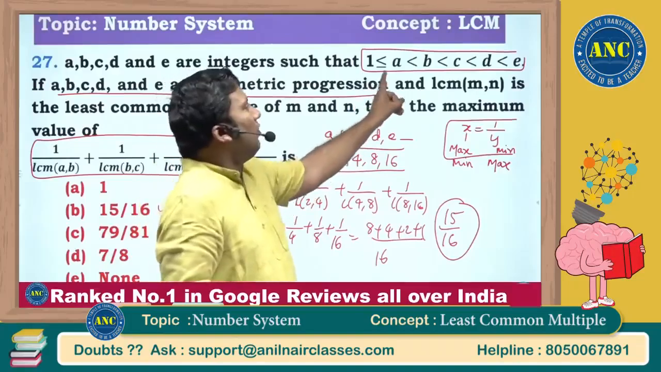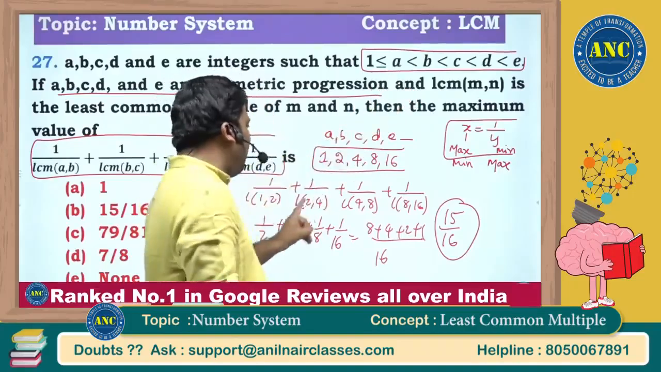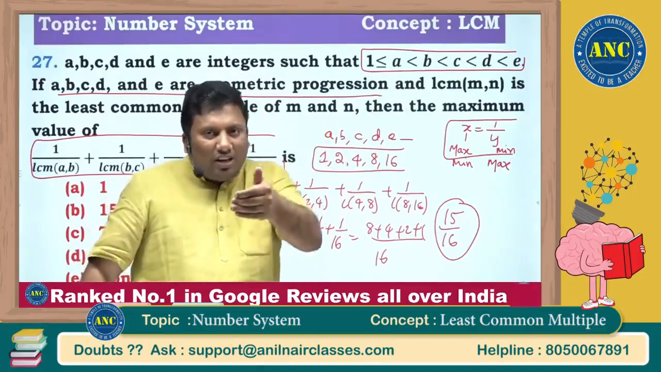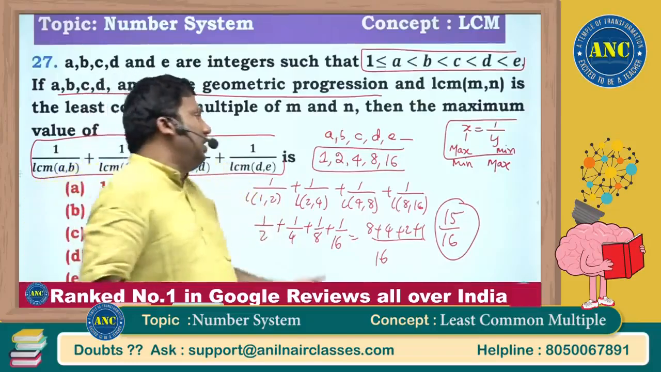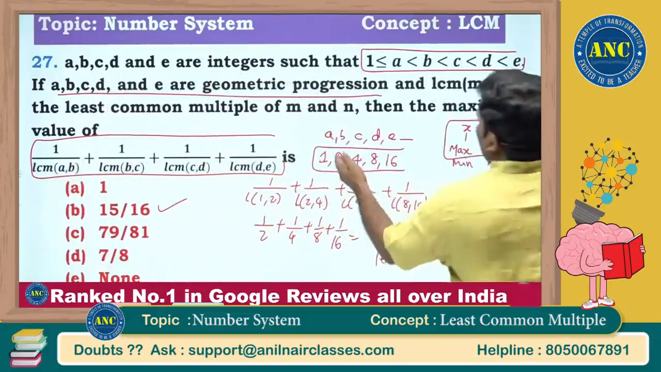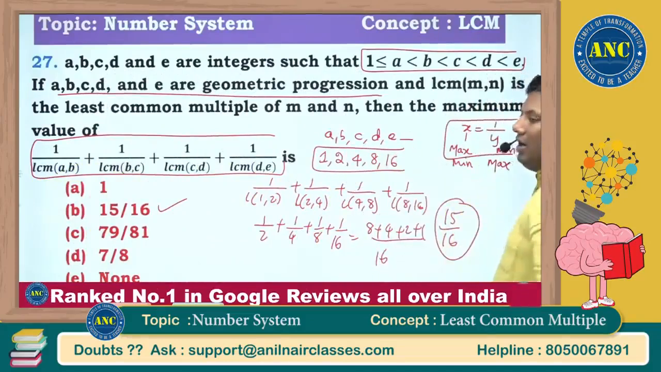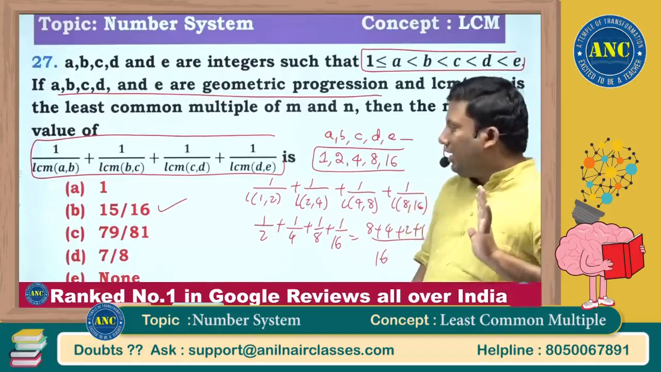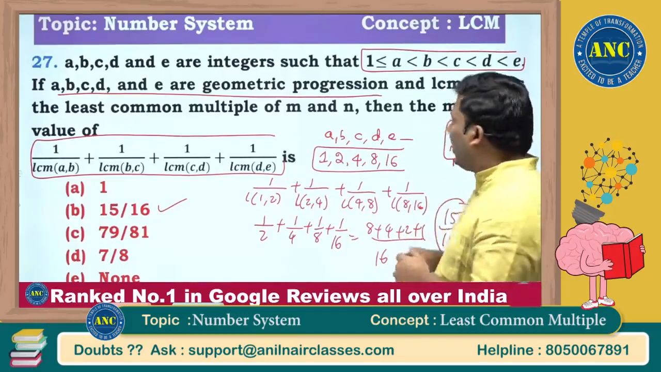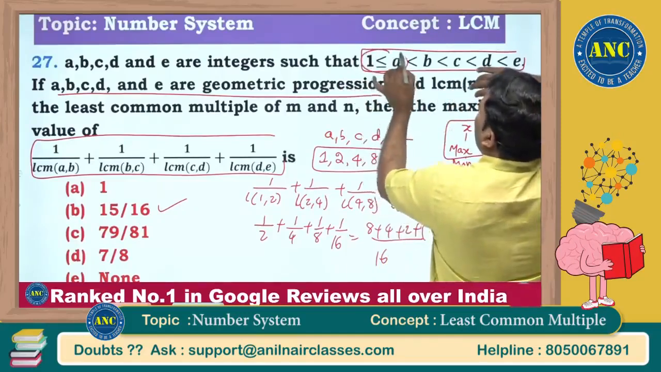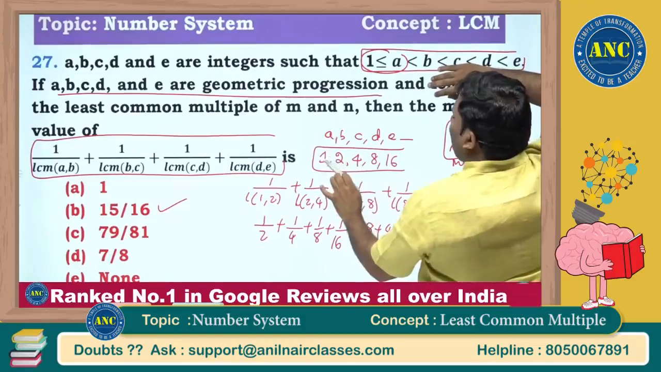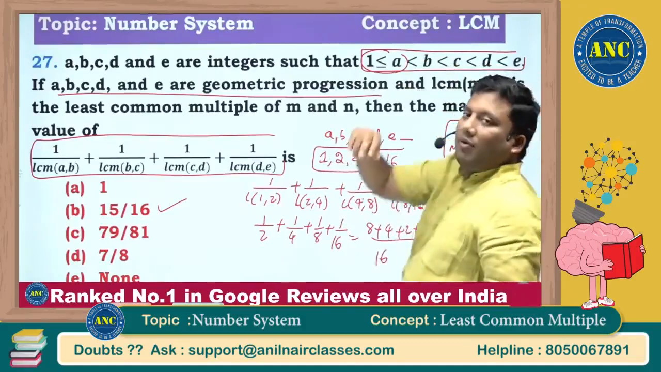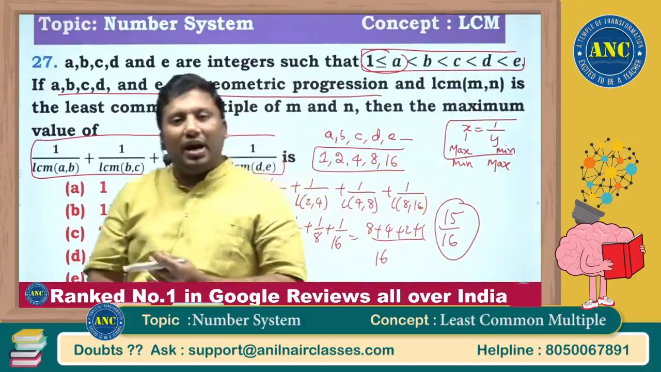Denominators minimum value. 1 less than or equivalent to A. That means the minimum value of A is 1. A less than B, that means B is greater than A. What is the minimum integer just greater than 1? It is 2. So 1 and 2, common ratio is 2. Next numbers will be 1, 2, 4, 8, 16. 1 less than or equivalent to A. If it were 1 less than A, I would have started with 2. Then it would be 4, 8, 16, 32 and so on. I hope the idea is clear.